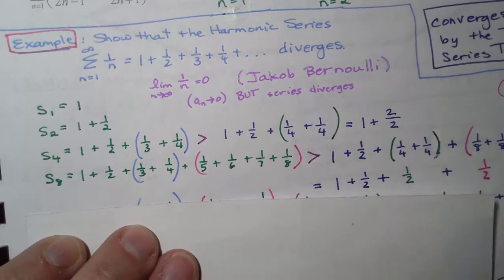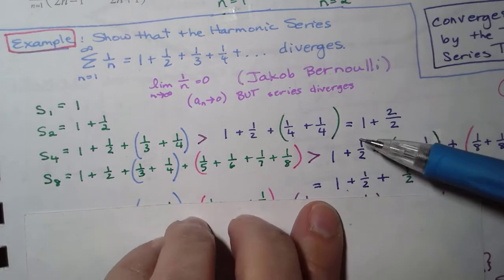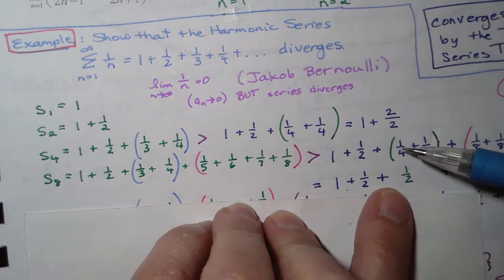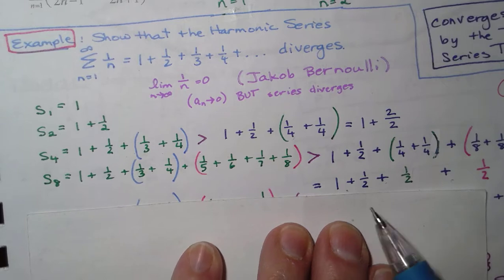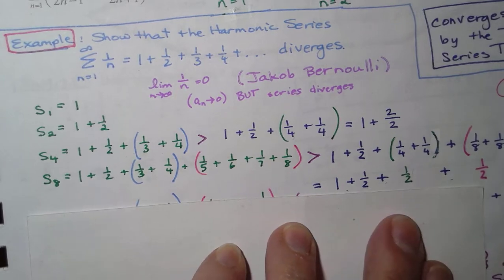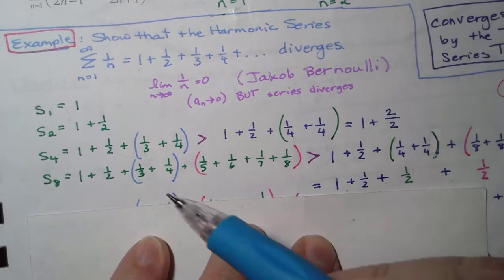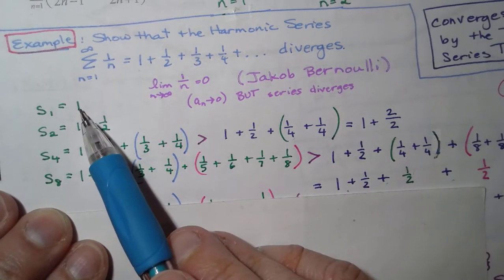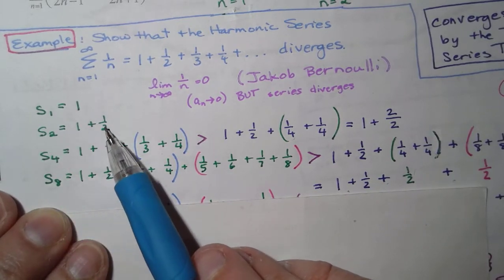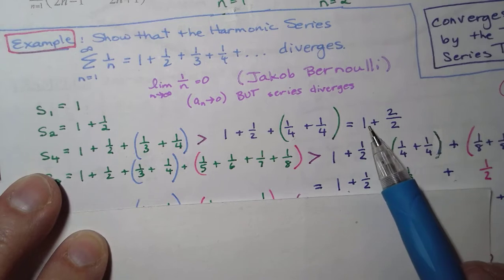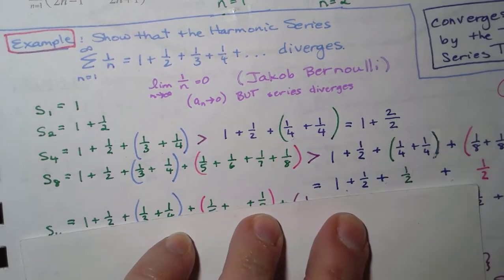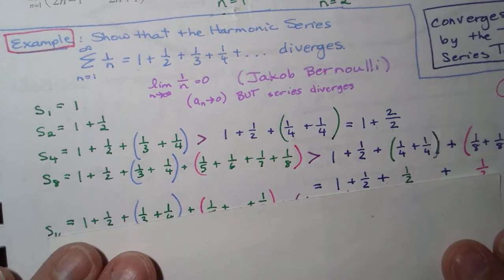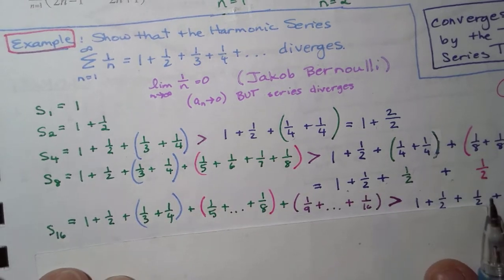And what's nice about this is I get 1 plus 1/2 plus 1/2 plus 1/2. So this sum is 1 plus 3/2. Notice what we have here. This was 1. The sum of 2 terms was 1 plus 1/2. The sum of 4 terms was 1 plus 2/2. The sum of 8 terms was 1 plus 3/2. What do you think the sum of 16 is going to be?